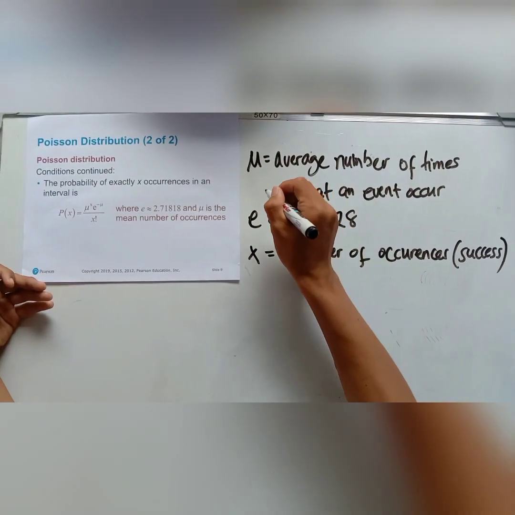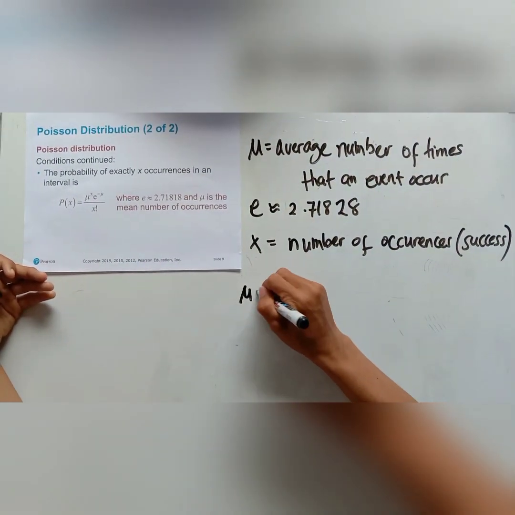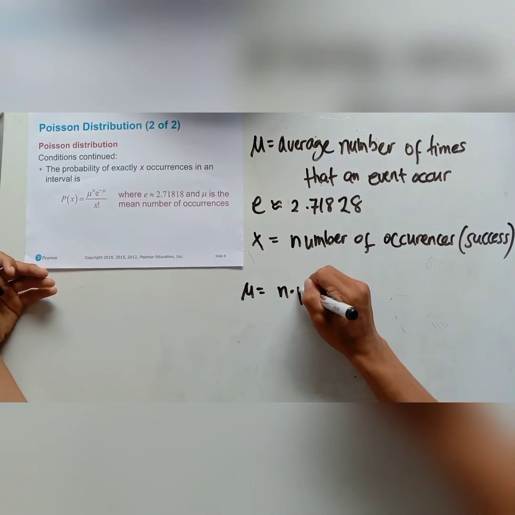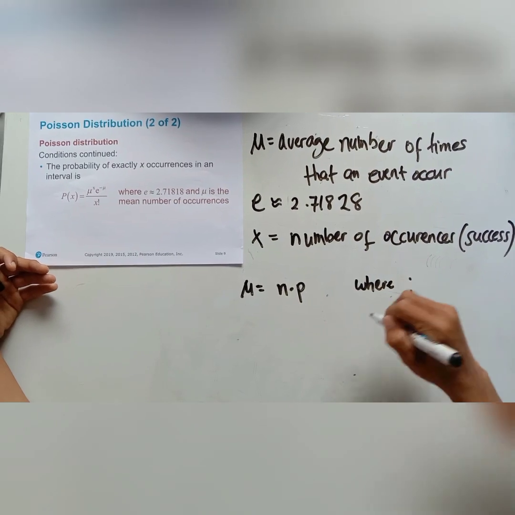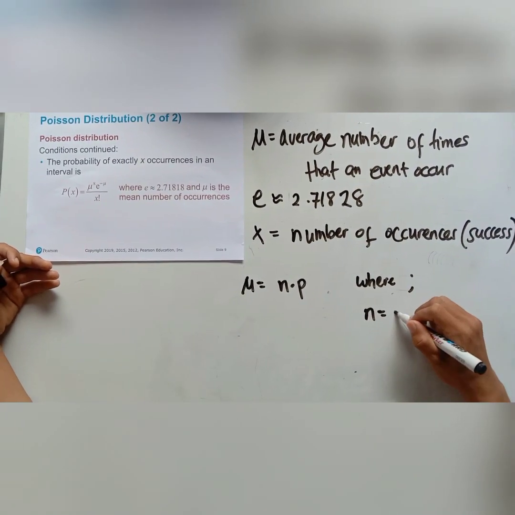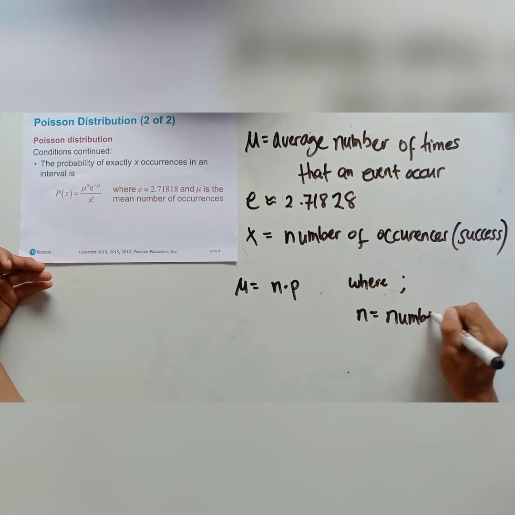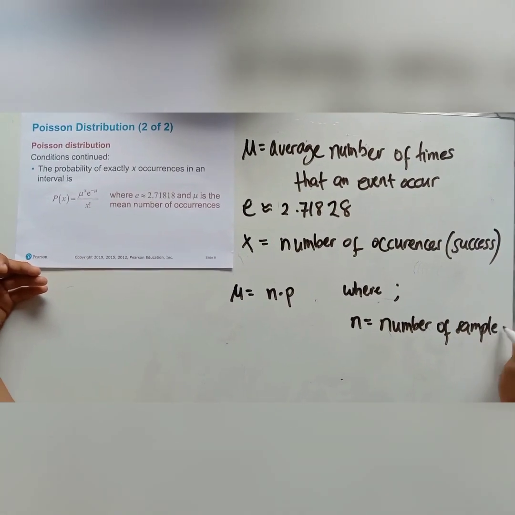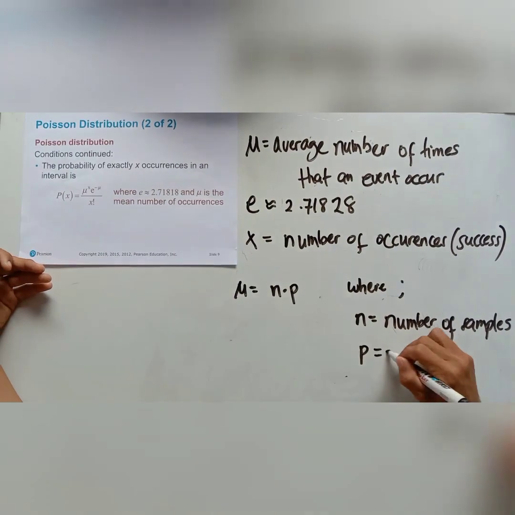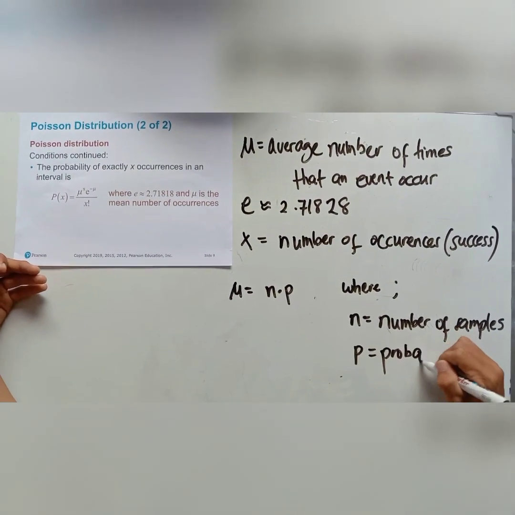In getting our mu, mu is equal to N times P, where N is equal to the number of samples and P is the probability of success.